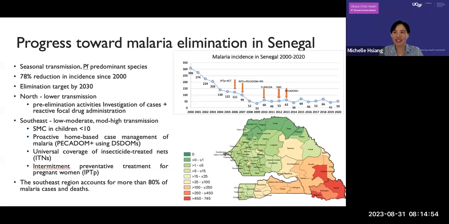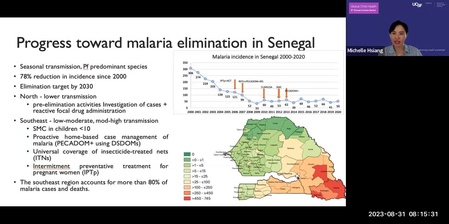So just focusing in on our study site in Senegal, this is an area where there's seasonal transmission. Falciparum is the dominant species. They've had a lot of progress since 2000, where malaria has really declined. They're aiming for elimination by 2030. In the northern areas, there's much lower transmission. They've already shifted to these pre-elimination activities where they investigate every single case and what's going on around, and they might do something in response, like do a small focal drug administration or vector control in that area.